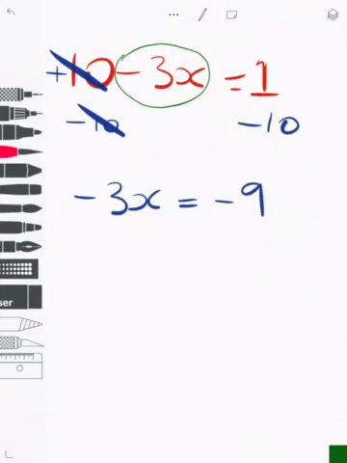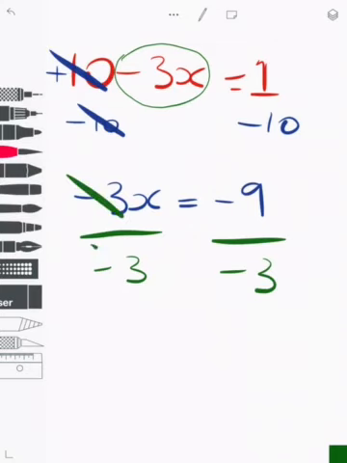Now I need to get x by itself, so I have minus 3 times x there. The opposite, or the inverse, of minus 3 times is to divide by minus 3. So if I divide both sides by minus 3, that cancels that 3 out. I'm left with x equals minus 9 divided by minus 3. Now if you chuck that in the calculator, or you do it the long way, you'll get the same answer. 9 divided by 3 is 3. A negative and a negative divided by each other is a positive. So the answer is just x equals 3.